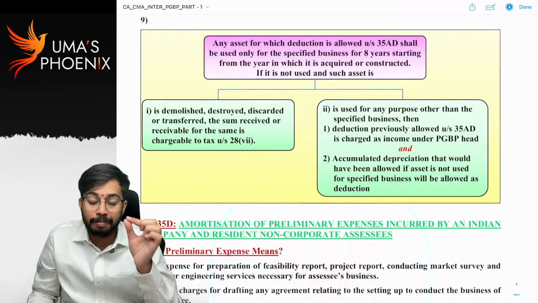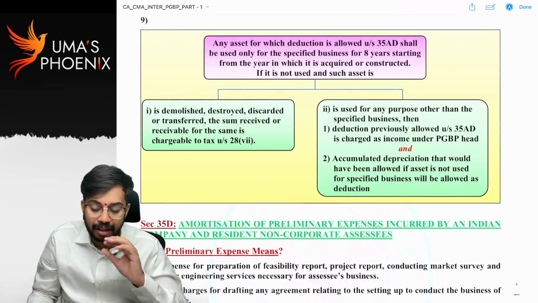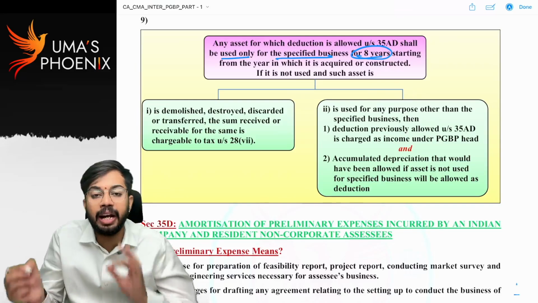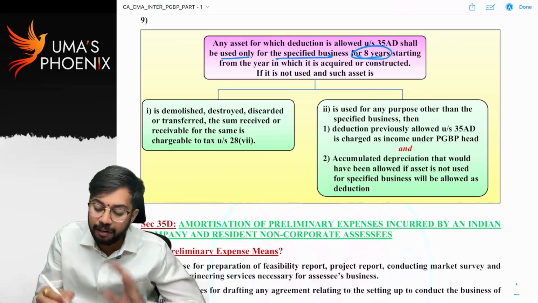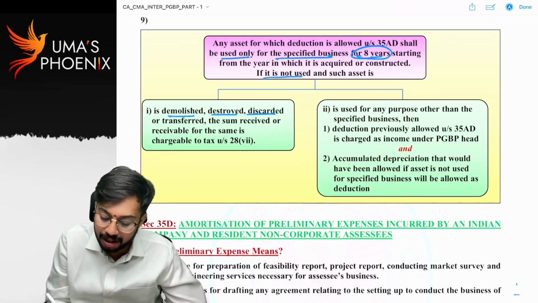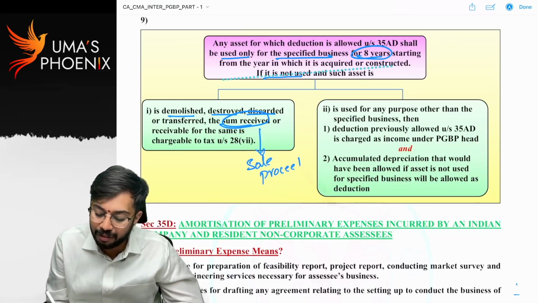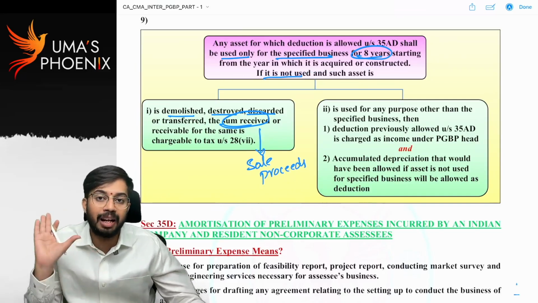Whatever the asset purchased for specified business, to claim deduction under section 35 AD, it should be used only for specified business for a minimum of 8 years. Before 8 years, if it is demolished, if it is not used and such asset is demolished, destroyed or discarded, then the sum received. What is sum received? Nothing but sale proceeds. On sale of that asset, whatever the sale proceeds are, those sale proceeds are taxable under the head PGBP.